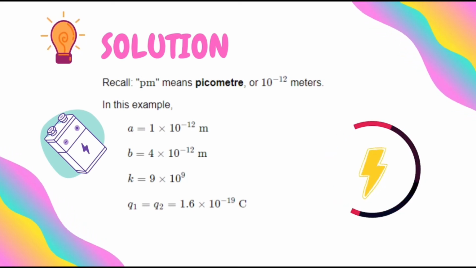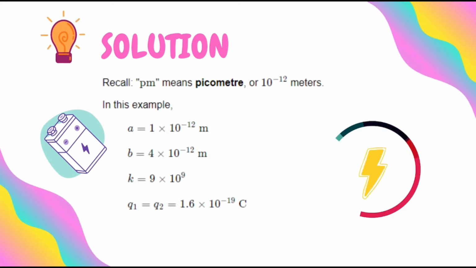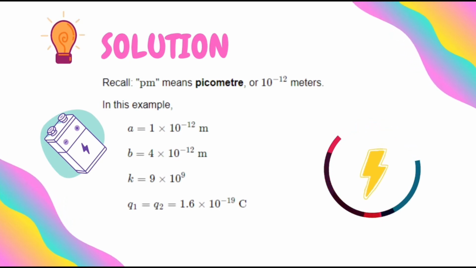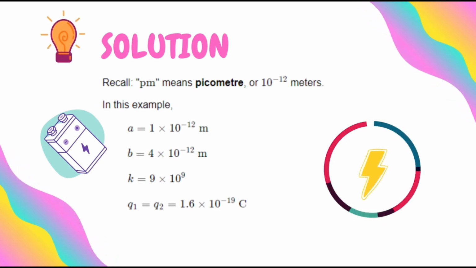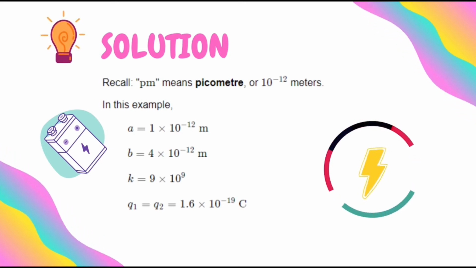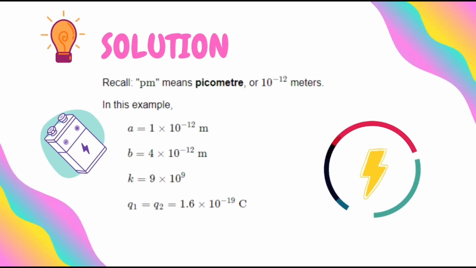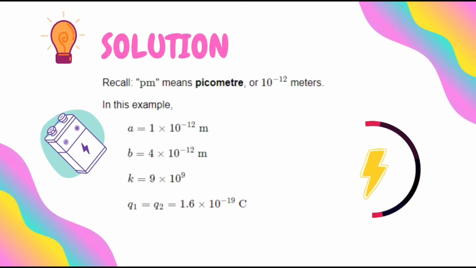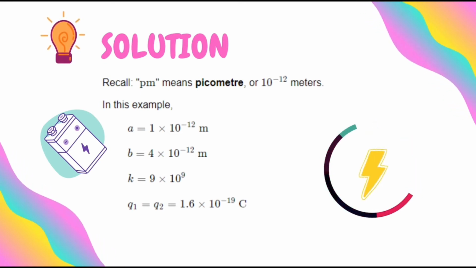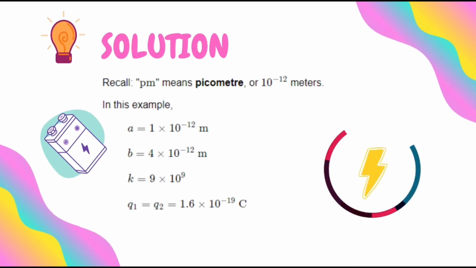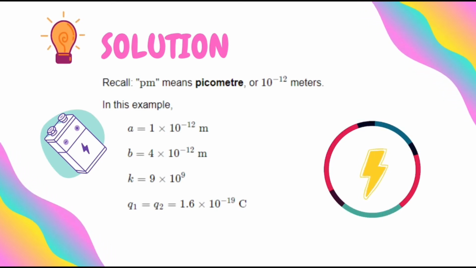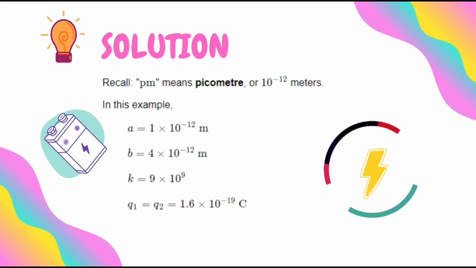If we recall, pm means picometer, or 10 to the power of negative 12 meter. In this example, we have the value of a equals 1 times 10 to the power of negative 12 meter. The value of b equals 4 times 10 to the power of negative 12 meter. Then the value of k equals 9 times 10 to the power of 9. Then the values of q1 and q2 are the same, each 1.6 times 10 to the power of negative 19 C.